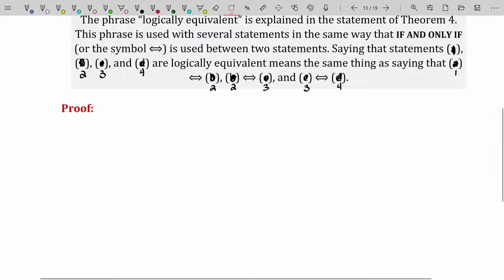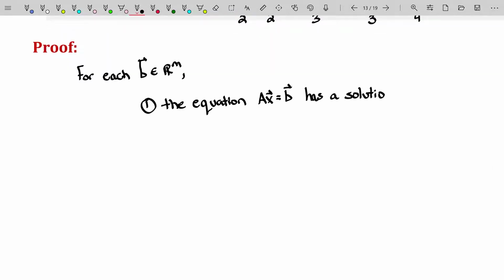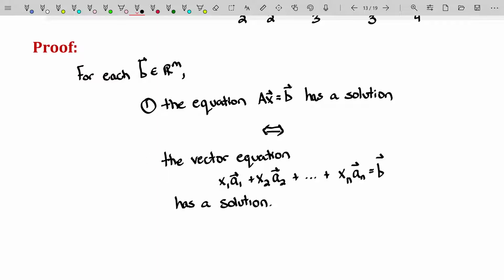So let's go ahead and try this out. We'll start with a statement: for any vector b I grab from R^m, the matrix equation Ax = b has a solution. Well, that is true if and only if the vector equation x sub 1 a sub 1 plus x sub 2 a sub 2 plus so on and so forth to x sub n a sub n equals b also has a solution.